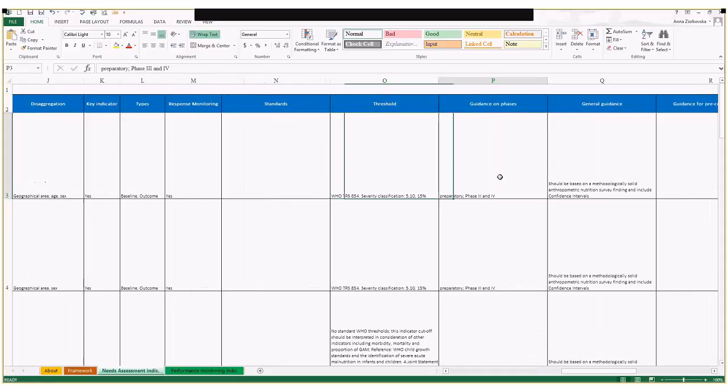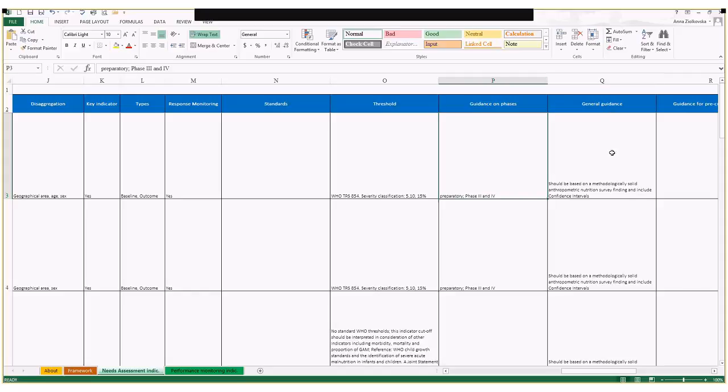Then you would have guidance on which phases of the response it should be collected. As you know, we now separate everything into 5 phases: the preparedness, and then first phase, which is usually the first few days of emergency, second phase up to 2 weeks, and then third phase usually up to a few months, and fourth phase onwards. So depending on when you are developing your humanitarian response plan and for which phases you need your indicator, you can also check guidance on the phases when it should be collected. For example, global acute malnutrition, you can collect it in the preparatory phase. You can collect it in phases 3 and 4, which is a few months from the onset of emergency. However, it's not usually possible to collect it in phases 1 and 2.